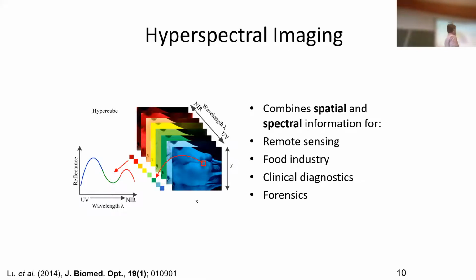And this cube has two spatial axes and one wavelength axis. So for each pixel, you can analyze the reflectance spectrum. Every pixel has that information, about 200 points in the spectrum. You can do that for every pixel.